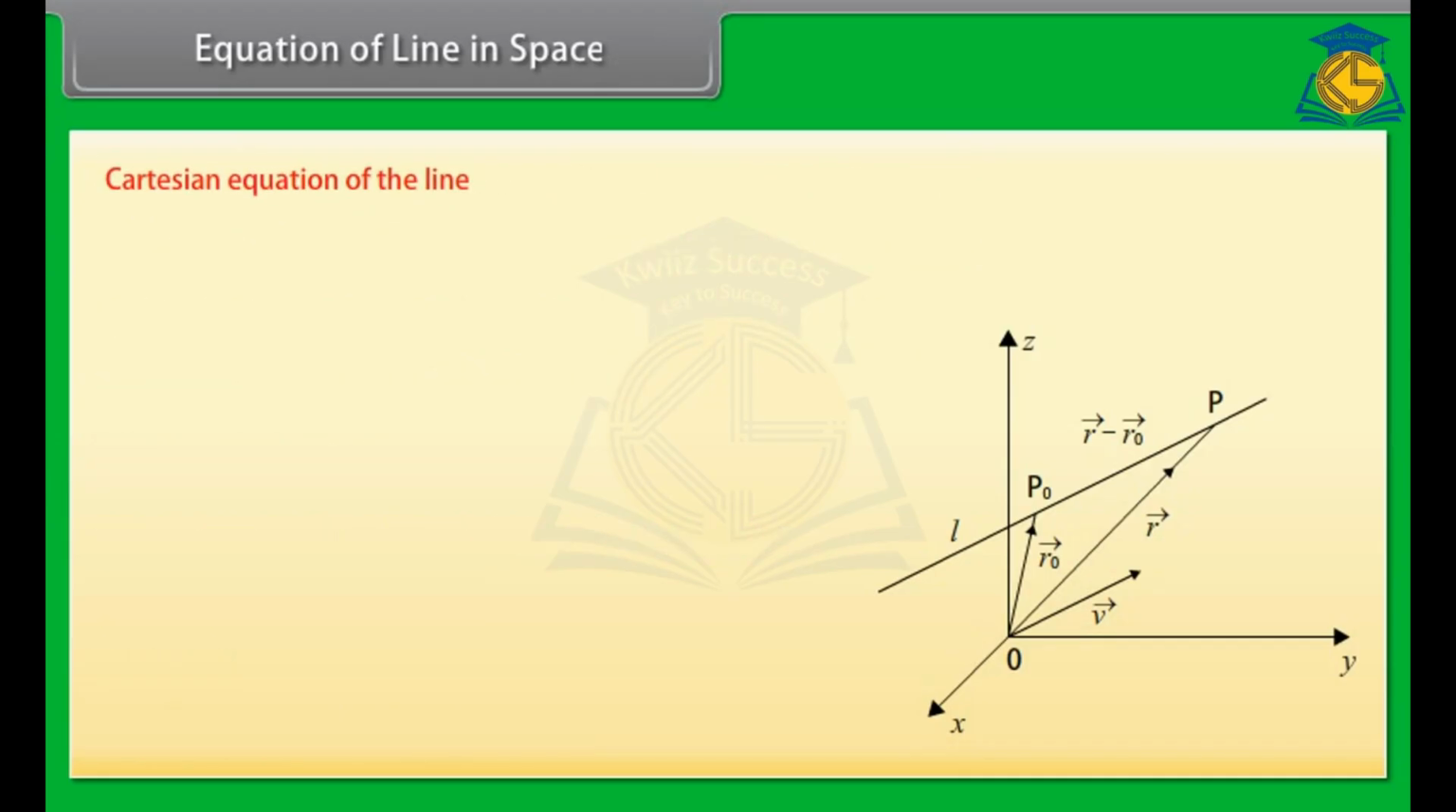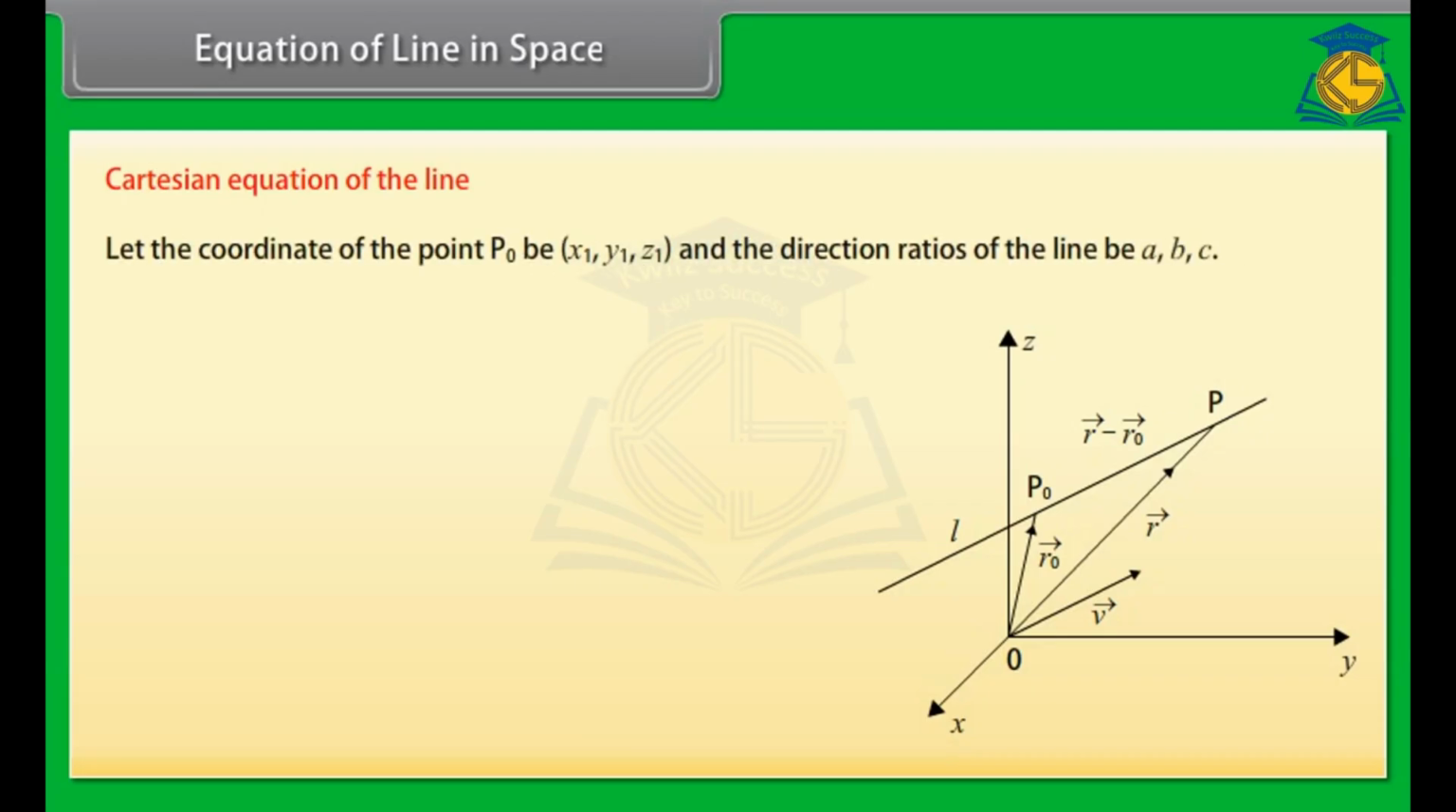Cartesian equation of the line. Let the coordinates of the point P0 be x1, y1, z1 and the direction ratios of the line be a, b, c.